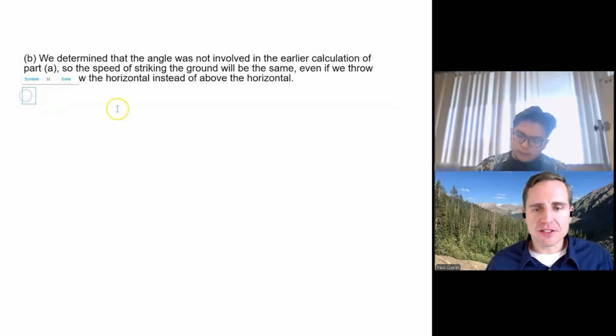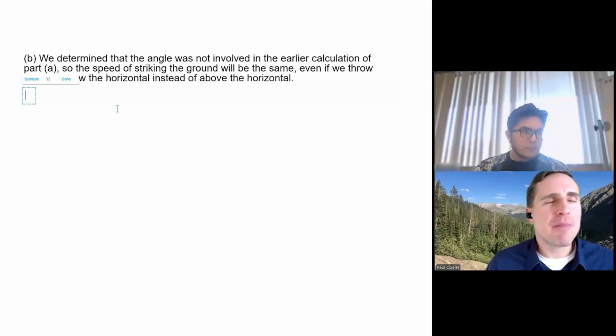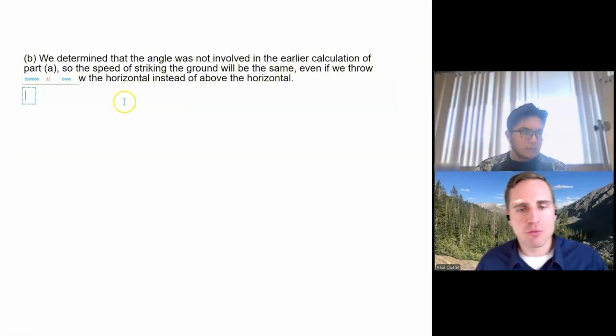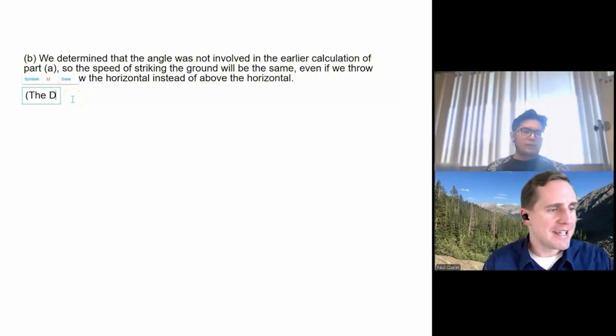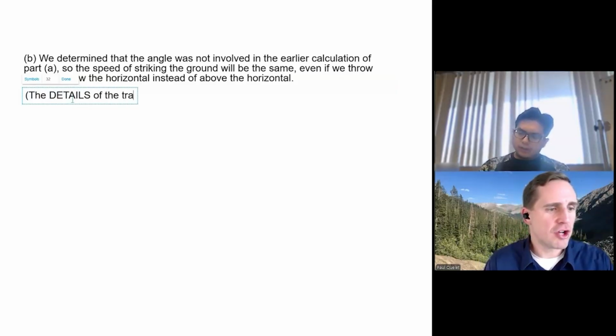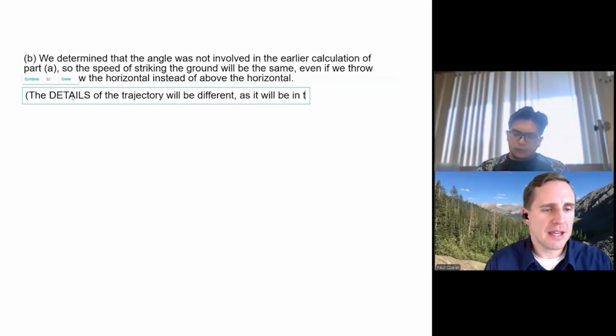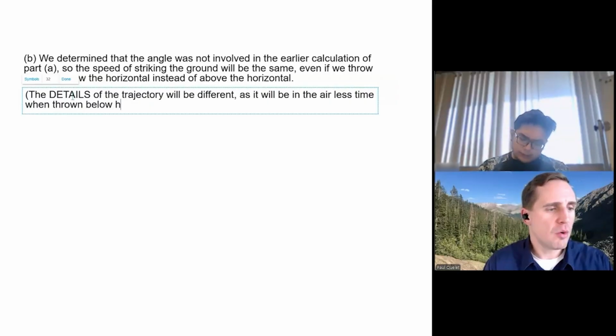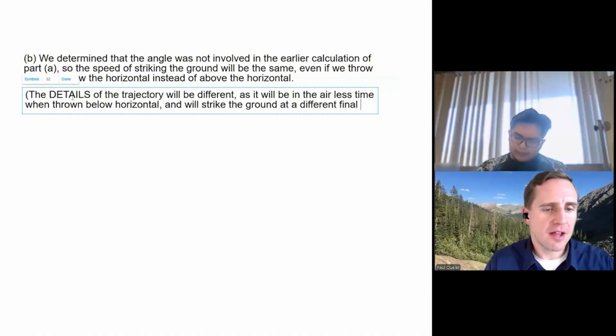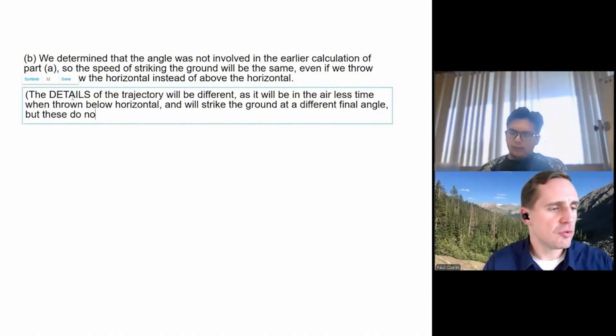Will the details of the trajectory be different? In other words, will it be in the air a different amount of time, and will it hit the ground with a different final angle? Yeah, the details of the trajectory will be different, as it will be in the air less time when thrown below horizontal, and will strike the ground at a different final angle. But these do not affect the final speed through energy conservation.